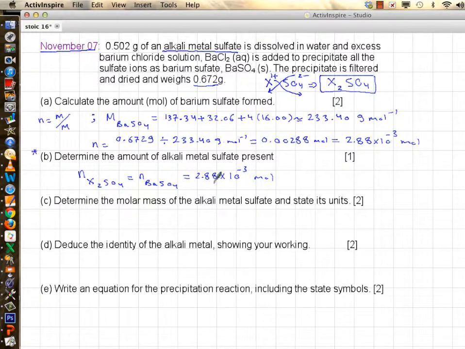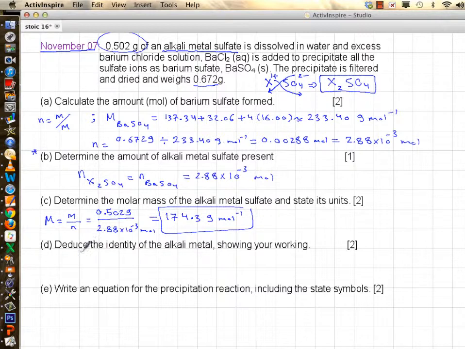Now, if you have that number, then determine the molar mass of the alkali metal sulfate. Molar mass is nothing but mass divided by moles. I have the moles from this question, and the mass of the alkali metal sulfate, I go to the question, 0.502. 0.502 grams of this divided by moles. When you do this, you come to the answer of 174.3 grams per mole.